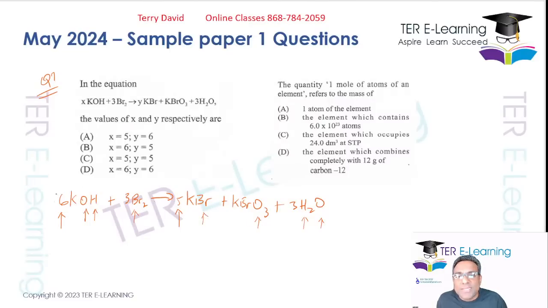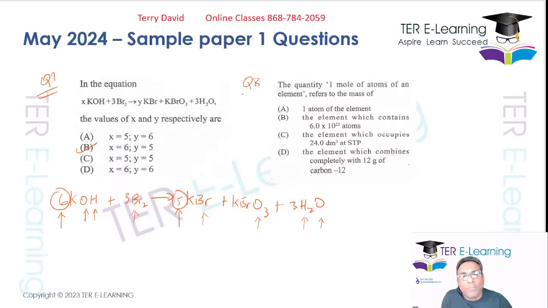Yeah, so those numbers make sense. So those of you saying 6 and 5, that makes sense. So the answer looks like it's going to be B. Any objections to that? So that's the answer for that one, B.